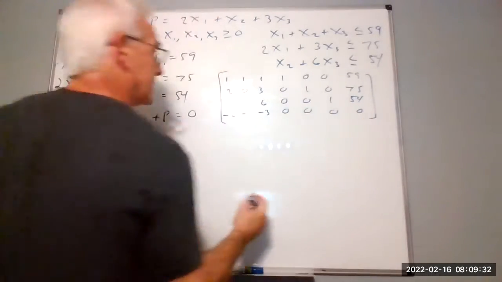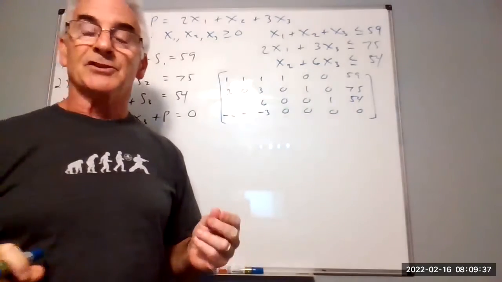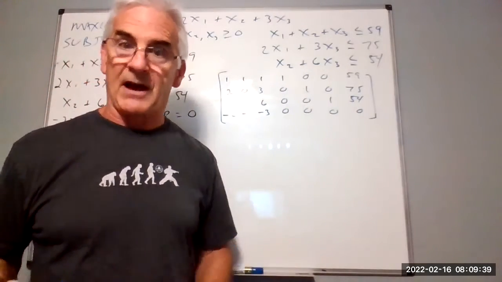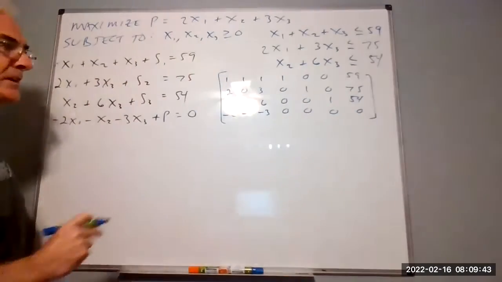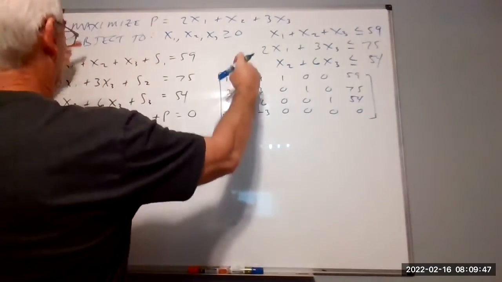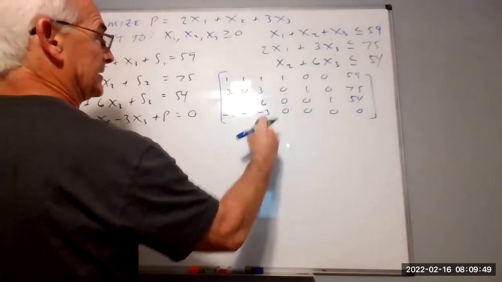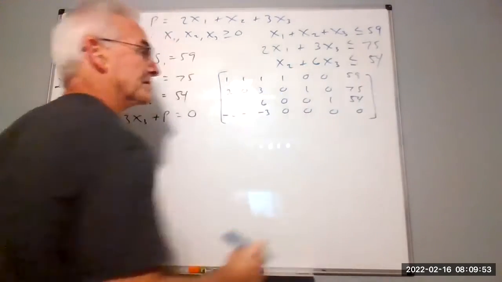Now in the notes on Canvas, you'll see simplex method. I've got a simplex problem that I've worked out in detail, similar to what we're doing on this one, just to give you extra explanation. So again, this is the x1s, this is the x2s, the x3s, slack variable 1, slack variable 2, slack variable 3, and then the constants.